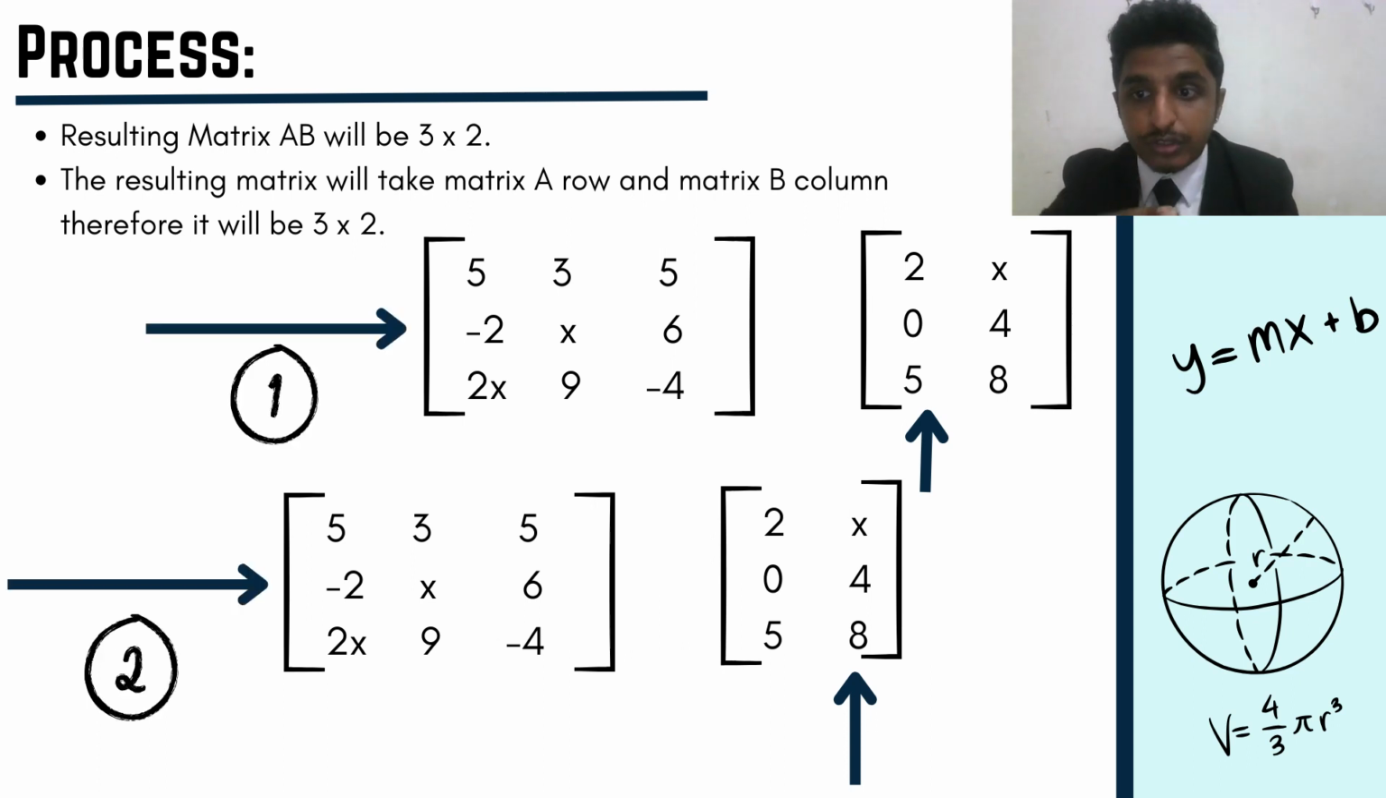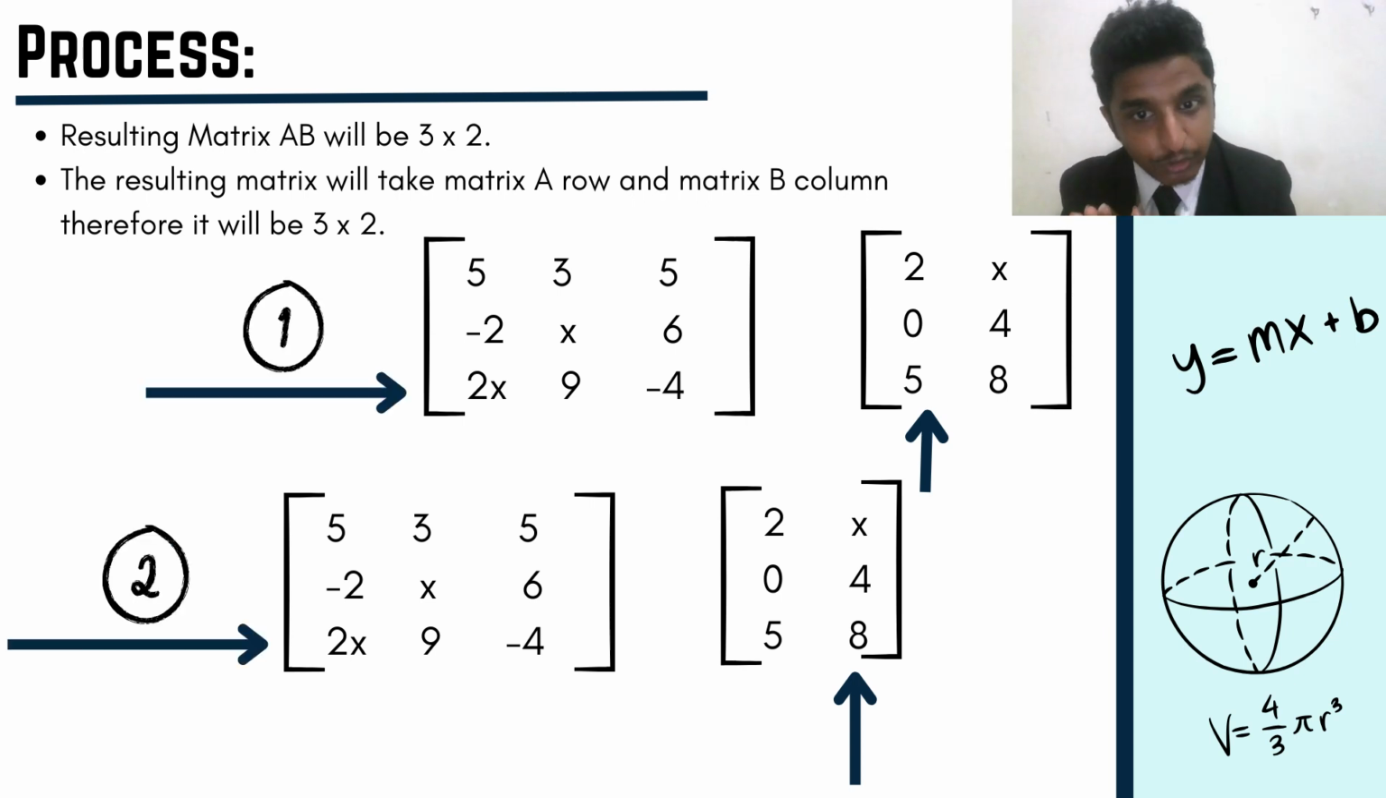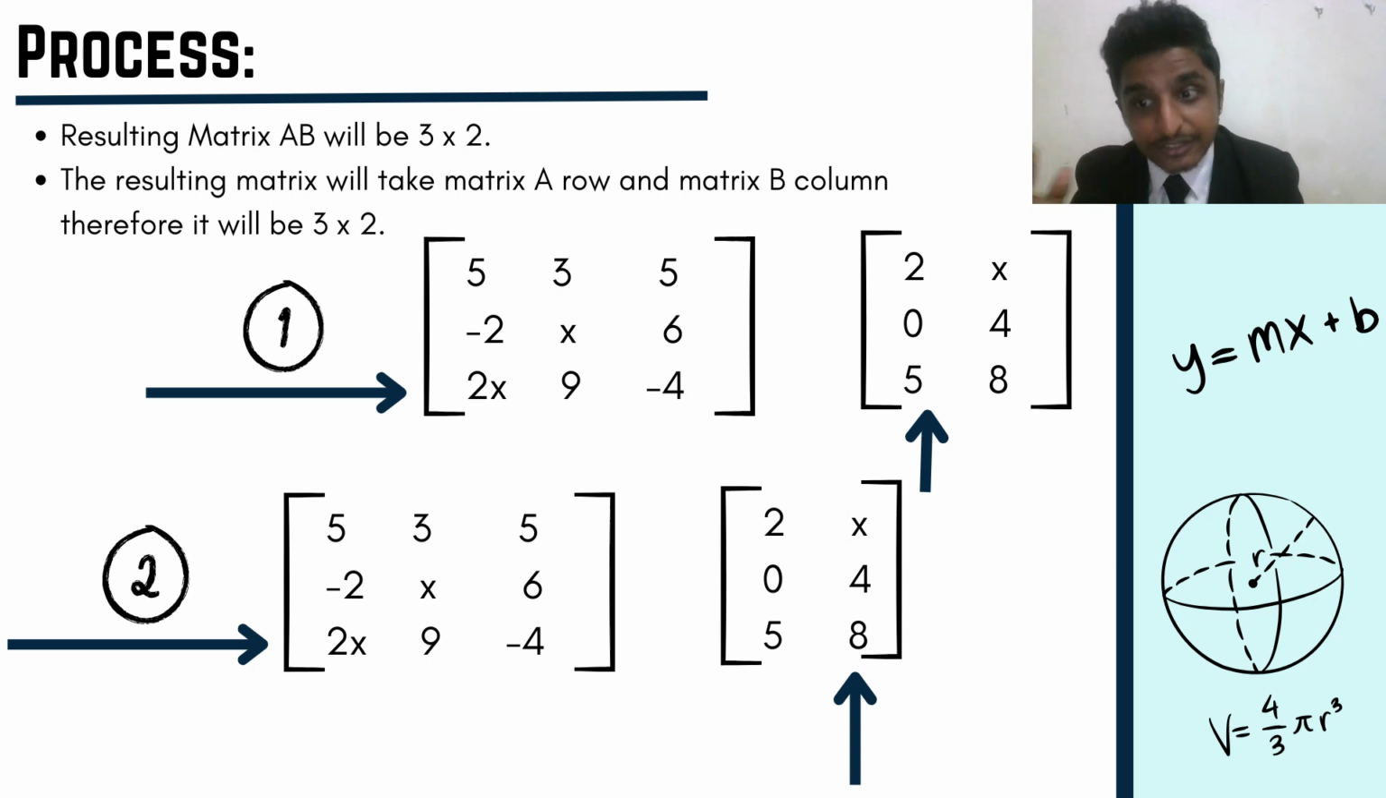The same formula goes to the next and so on, which is the second row of matrix A, that is negative 2, x and 6, will multiply with the first column of matrix B, that is 2, 0, 5, plus the second row of matrix A negative 2, x, 6 multiply with the second column of matrix B that consists of x, 4 and 8. Lastly, the same goes to the third row of matrix A, that is 2x, 9 and negative 4, will multiply with the first column of matrix B, that is 2, 0, 5, plus the third row of matrix A once again 2x, 9 and negative 4, will multiply with the second column of matrix B that consists of x, 4 and 8. Thank you.